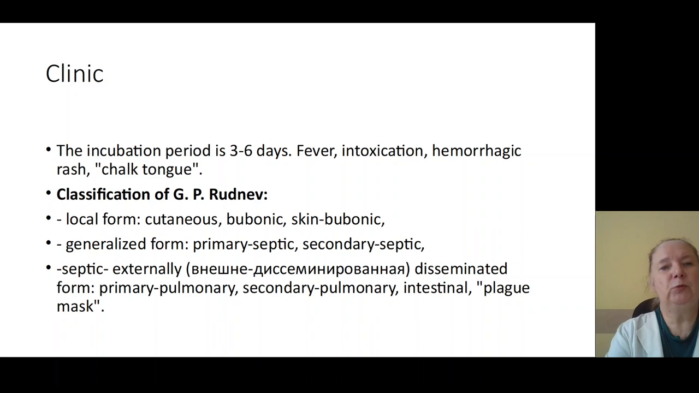Next, from the general form, when generalization of infection forms, there is prolonged bacteremia, exotoxinemia. The indication is at first local forms, for example, cutaneous and bubonic forms, and then generalization of infection and the clinic of sepsis, the septic form. Because we speak about primary septic forms and secondary septic forms.